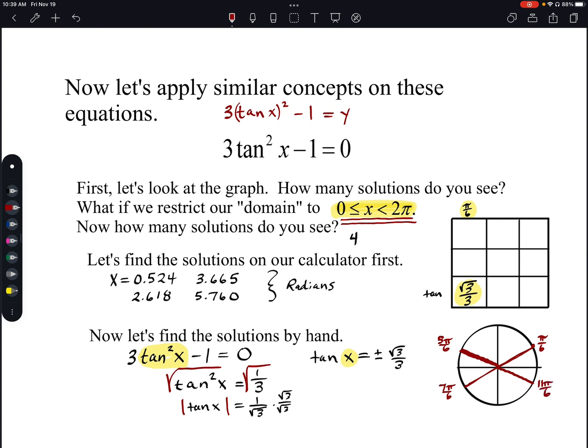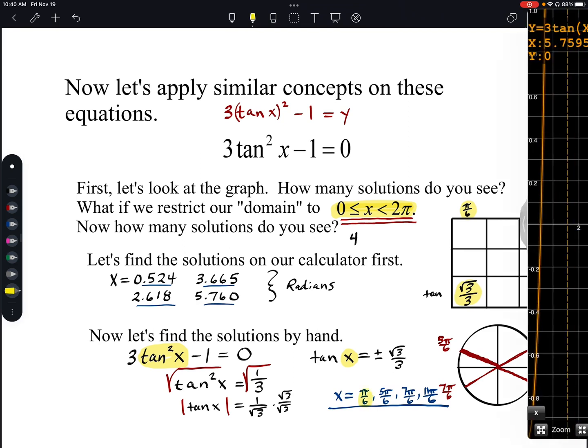Now, these answers that we get right here, these are our answers. We've got x equals, we'll just say, pi over 6, 5 pi over 6, 7 pi over 6, and 11 pi over 6. Okay, so those are the answers, but they look way different than these answers, right? But just remember, you can take any of our answers from the very bottom. Let's just take our pi over 6, for example.